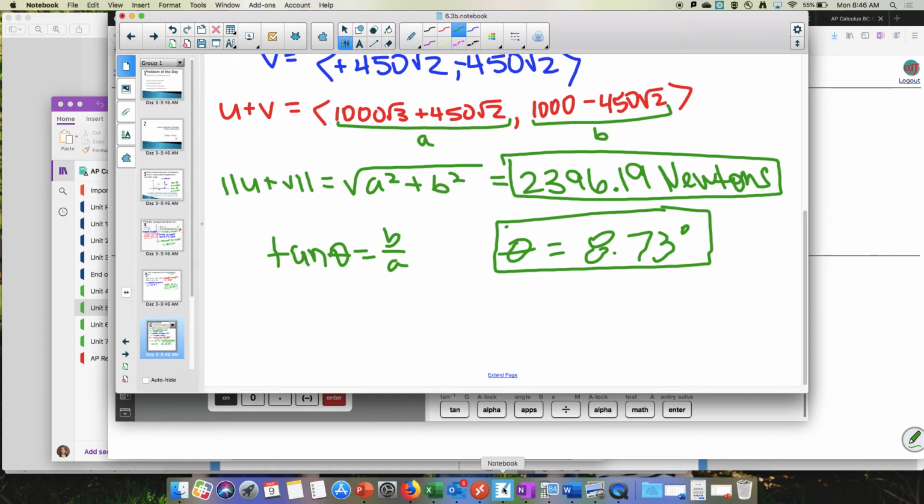All right, so what this machine part is actually feeling is 2,396 newtons at an 8-degree angle. The two forces are creating this one force, and that's what it's feeling. I have one more thing I want to talk about, and then we'll be done.